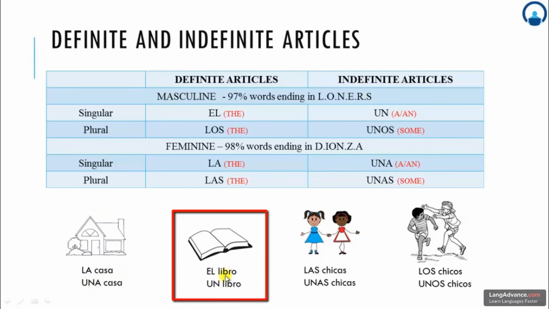Similarly, next word, that is libro. Libro has got O in its ending and O comes in the masculine part.